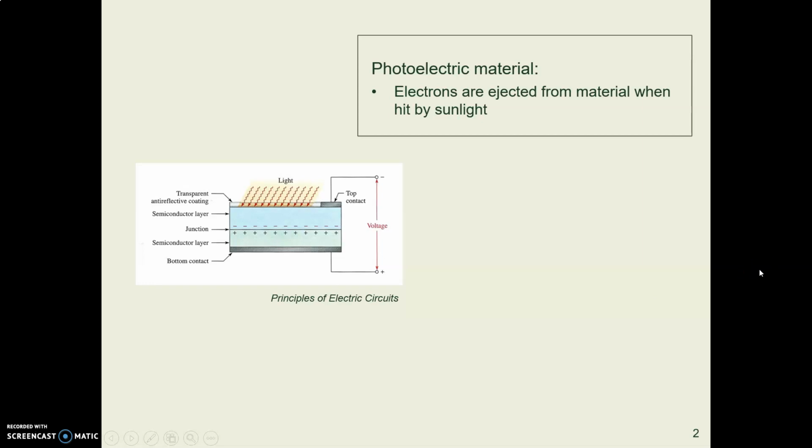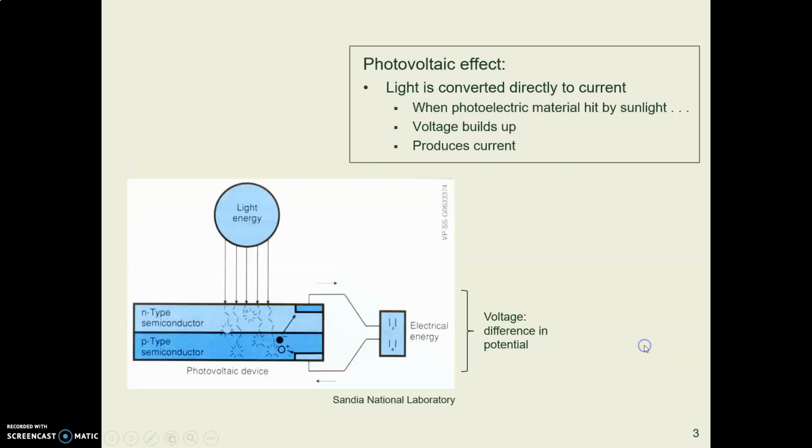They use a photoelectric material, which means when the material is hit by solar radiation, electrons are ejected. And the photovoltaic effect causes voltage to build up when solar radiation hits these things. And you know about voltage. A difference in voltage produces current.